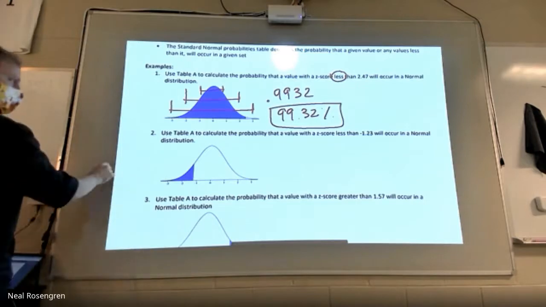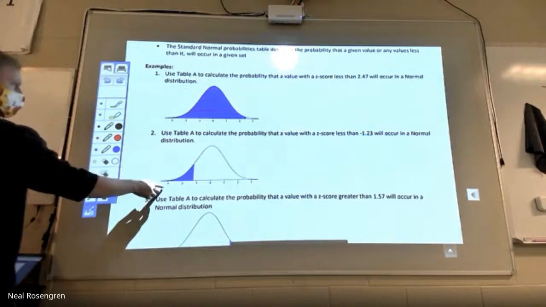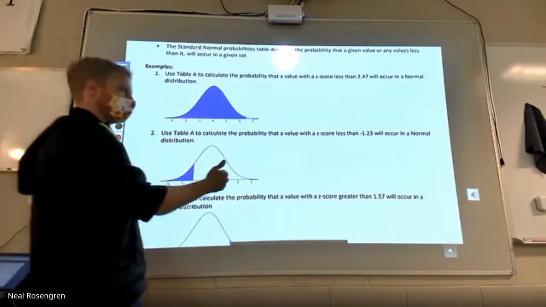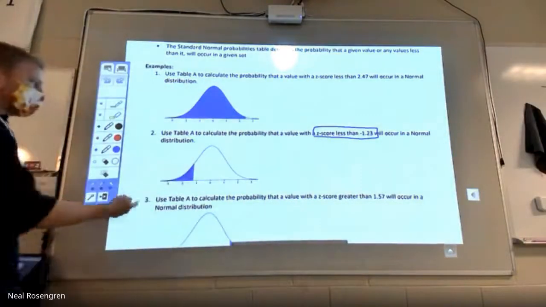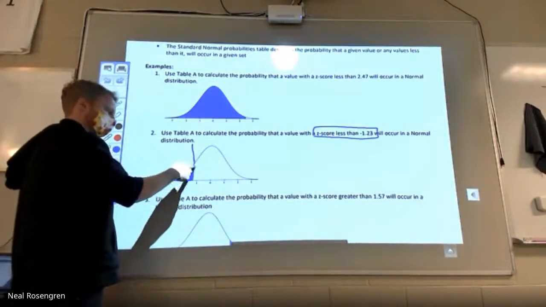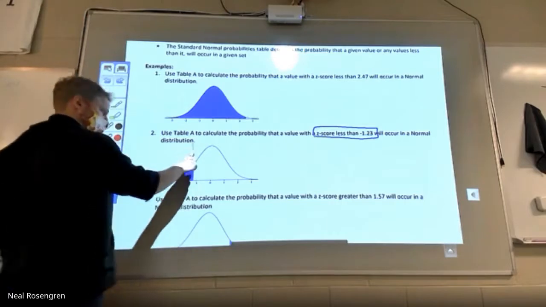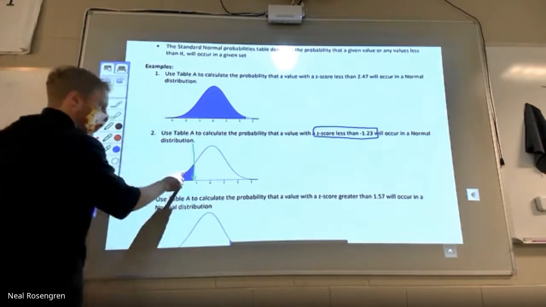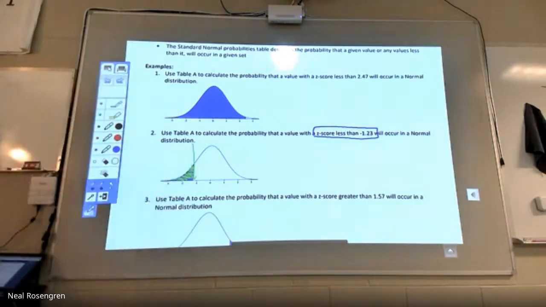Let's do another. I'm going to erase some stuff. 99.32. Okay, cool. Here we go. Use table A. Okay, I know what I have to do. Calculate the probability of a z-score. There it is. I feel really good when they tell me less than, and they draw the picture to match that, right? There it is, about negative 1.23, whatever. And they shaded all of the space less than that.